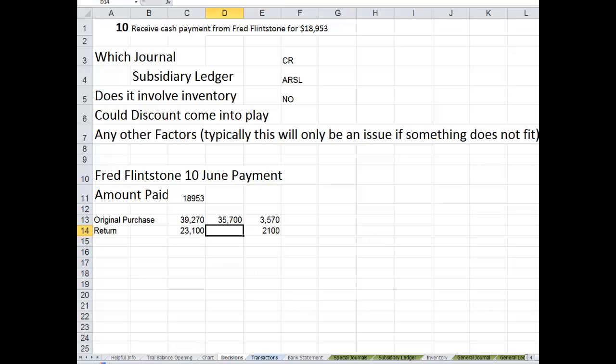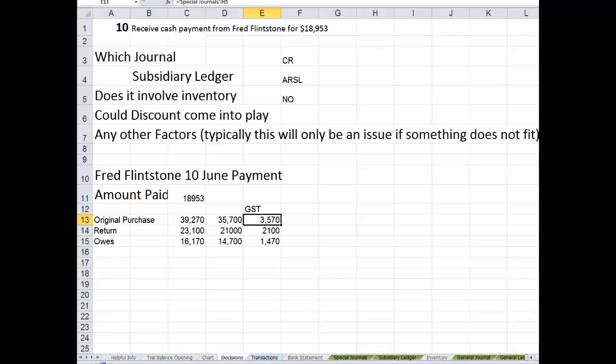A GST component and the cost component. So Fred Flintstone now owes for that purchase $16,170, and again that has two components. It has a cost component and a GST component. Now there is one other item on here. Why did Fred Flintstone pay $18,953?